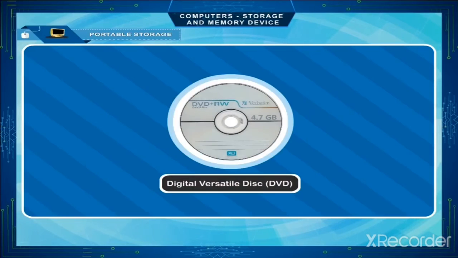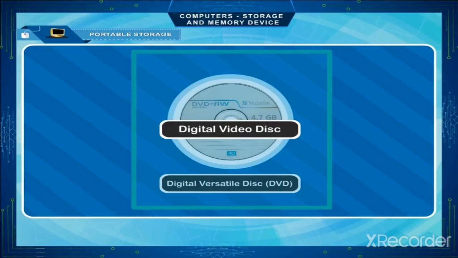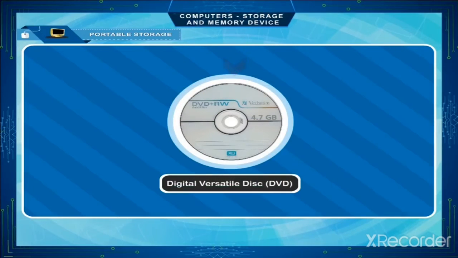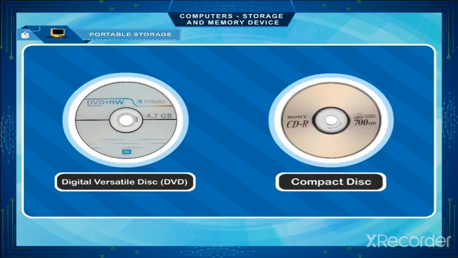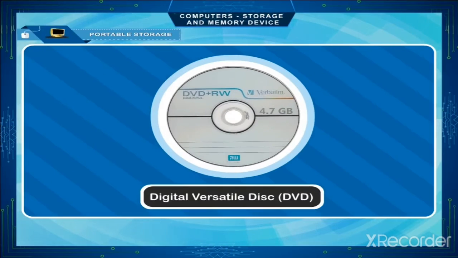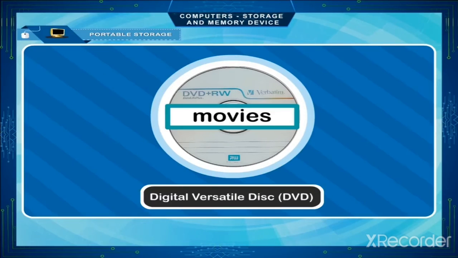DVD, Digital Versatile Disc. DVD stands for Digital Versatile Disc. It is also called Digital Video Disc since initially it was used to store video files only. This is an optical storage device like CDs. DVD is similar to CD in shape and size, but has a greater capacity to store a large amount of data. It is generally used to record movies with high quality of video and sound.